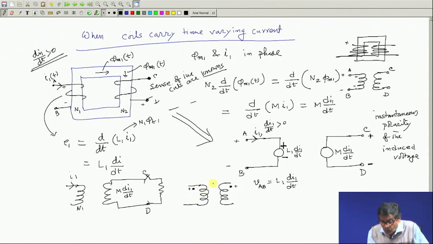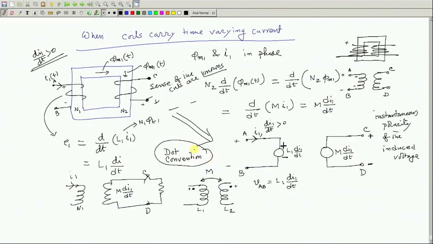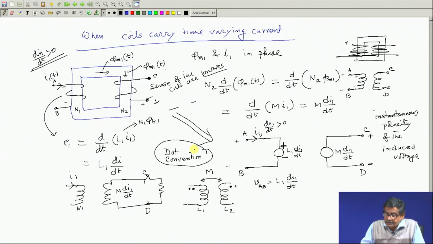But how have these dots been arrived at? For the first time you must know the sense of the winding and so on. We will show you later how, by doing very simple experiments, you can determine where to put the dot markings. And people will write this is self inductance L1, this is self inductance L2, and the mutual inductance between the coils is M. So, dot convention is the important word, which conveys to us that the instantaneous polarities of the primary side voltage and secondary side voltage, first coil and second coil, will vary in unison, plus plus, minus minus, like that.